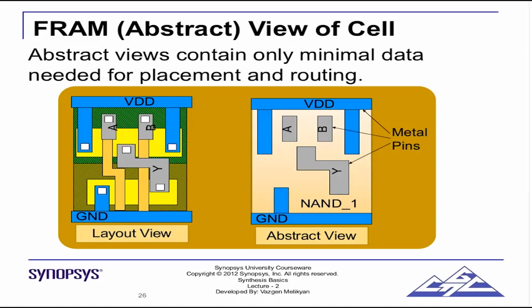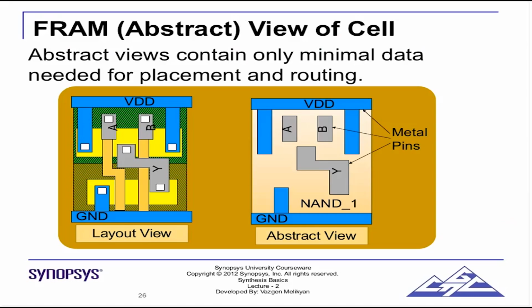One more view is called the FRAM view, which is the abstract view of the cell. So abstract view, as the name suggests, contains the minimal data which is needed for placement and routing. So let's say, for example, you have a layout view here of a cell. I'll leave this as an exercise to find out what cell this is.